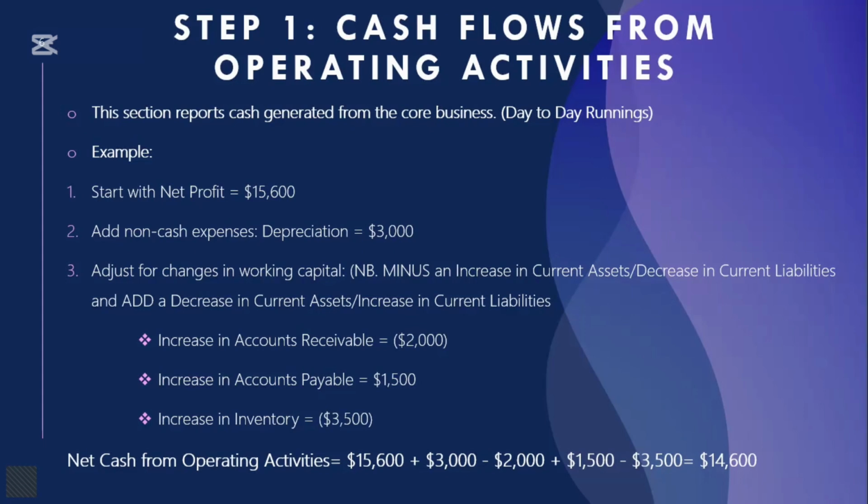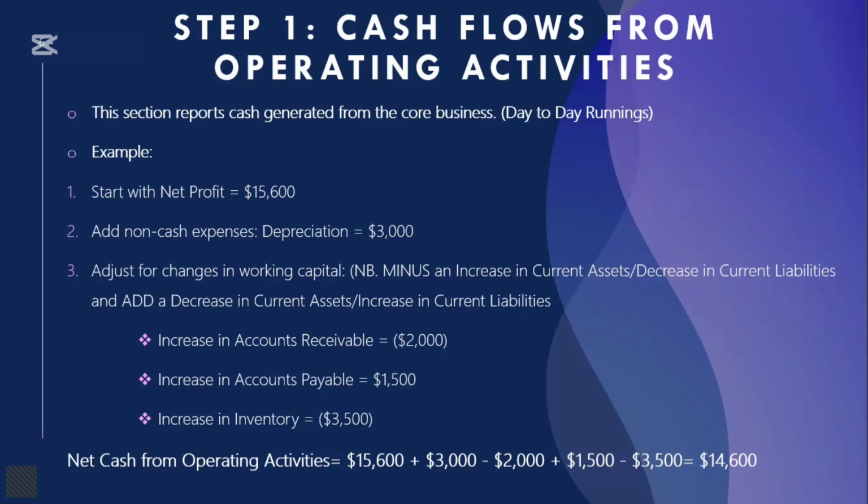If our accounts payable, who are people that we owe money to, is increasing, that is why it is considered an addition. It is as if these people have given us money, but what they have actually given us is supplies and we did not have to pay for them. That is why it is counted as an addition. If we have an increase in inventory, it means that we purchased more inventory, and that is why we minus that amount.